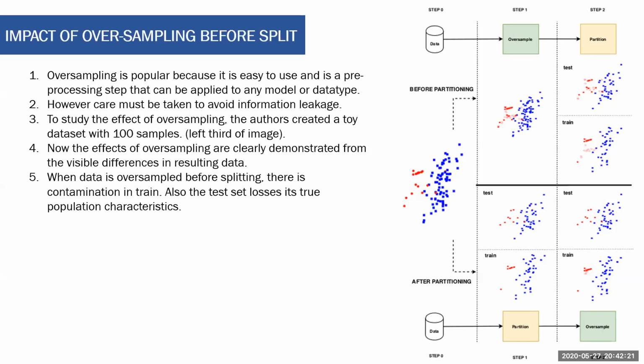That's important here for two reasons. First, obviously contamination. And second, if you oversample the test set, increasing the number of samples for the smaller class, you change the population characteristics of the test set. So you are not maintaining a true generalization of the world in that test set.